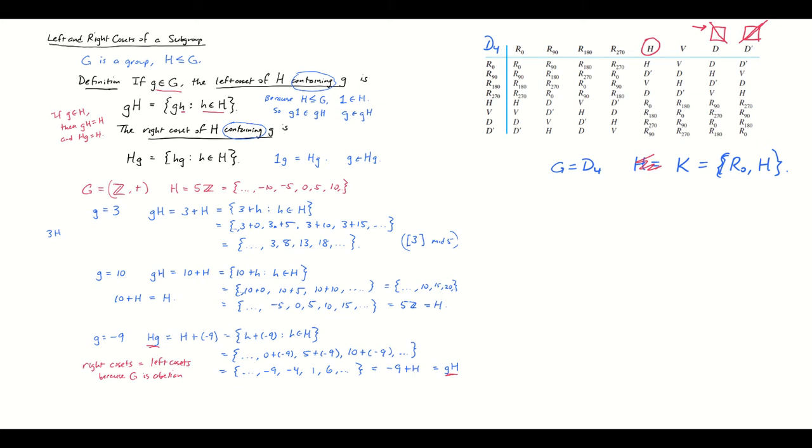All right, and let's work out some cosets of K for G, some left cosets. So where shall we start? Let's try working out what R90 K is. So what is that coset?